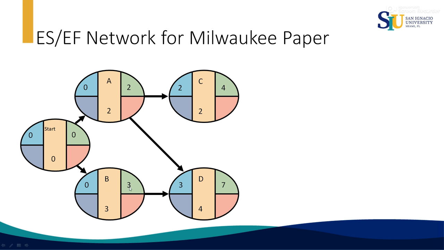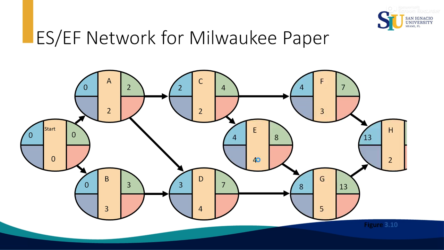Now B finishes at time 3 and A finishes at time 2. Since D needs A and B, you would choose the maximum between 2 and 3, which is 3. It's going to be the earliest start of activity D. And the activity D duration is 4, then you have 7. Then the rest of the network, activity E starts, since the previous activity finished at 4, and then start at 4, plus 4 is 8.